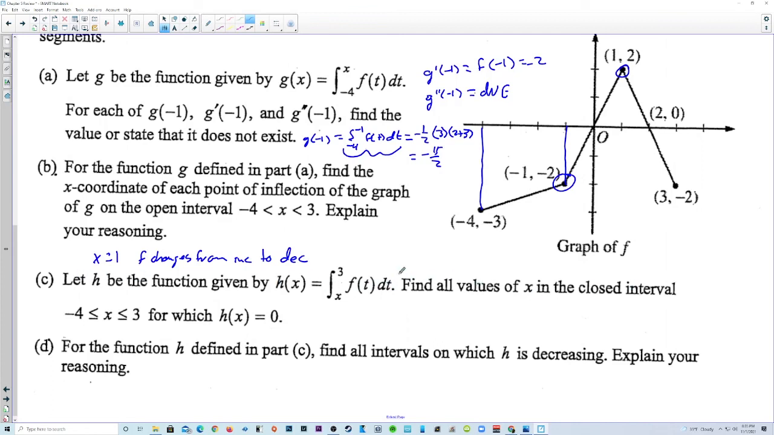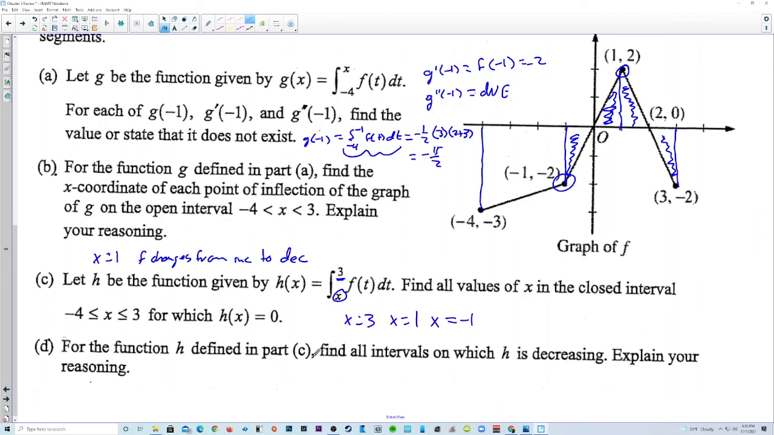Let h be the function given by this function right here. Find all values of x in the closed interval, -4 to 3, for which h of x is equal to 0. So something to 3 is equal to 0. Well, first of all, 3 to 3 is 0. So x equals 3. If we start backing up, we have negative area here and the exact same positive area here. So x equals 1. And if we keep backing up, there's positive area here and negative area here that will completely cancel out. So the other one is x equals -1.